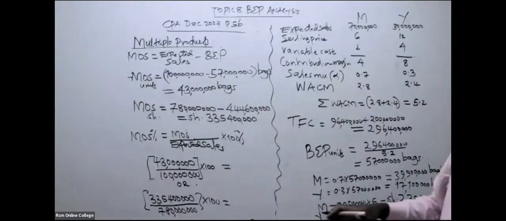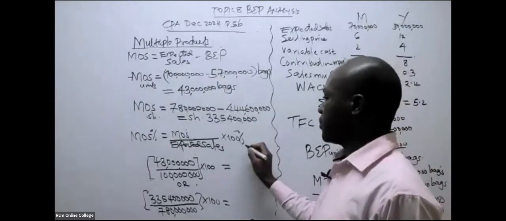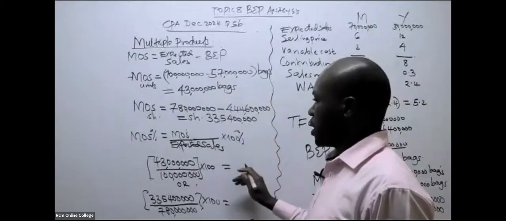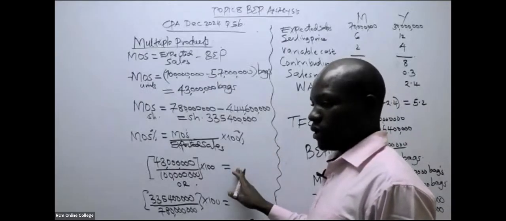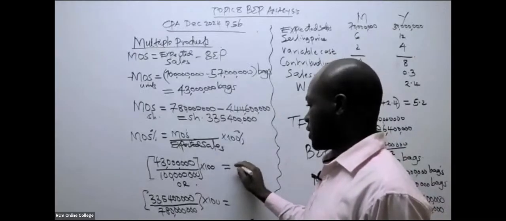Good. So margin of safety as a percentage, what are you getting to 2 decimal places? Rounded off to 2 decimal places, what are you getting here? 43, 2 decimal places.